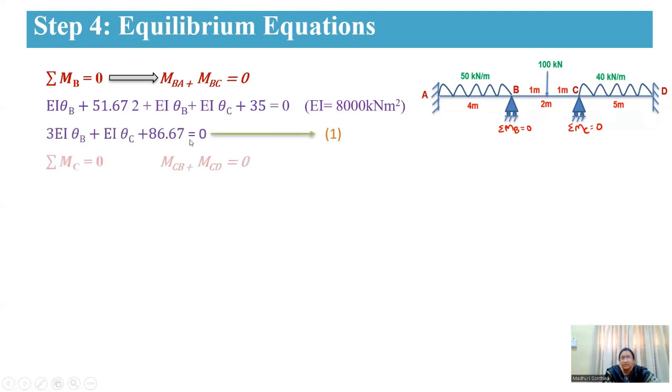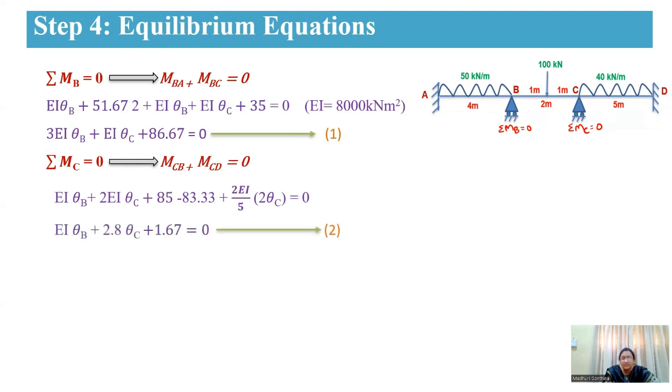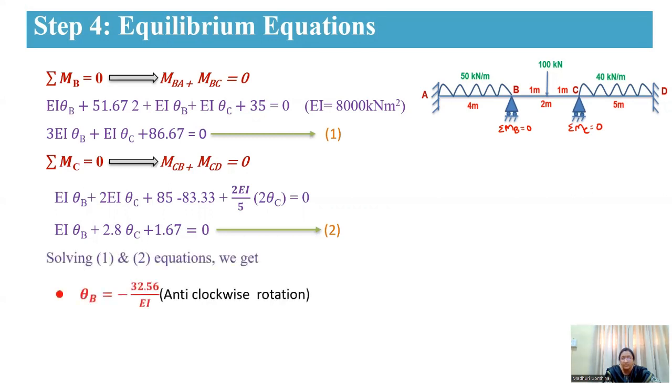Similarly, the second equilibrium equation is sigma MC equal to 0. That means MCB plus MCD will be equal to 0. By using the previous slope deflection equations, you are going to substitute here. And by simplifying this, you are going to get this equation 2. By solving these equations 1 and 2, you are going to get theta B to be a negative value and theta C to be a positive value. Negative means you are getting an anti-clockwise direction, whereas positive means you are getting a clockwise rotation. So this is how you are going to determine the rotations.